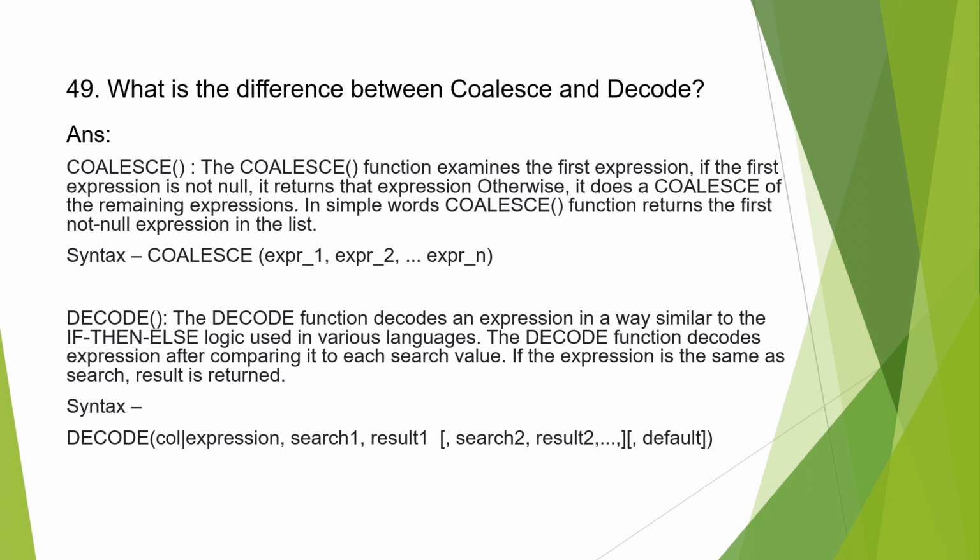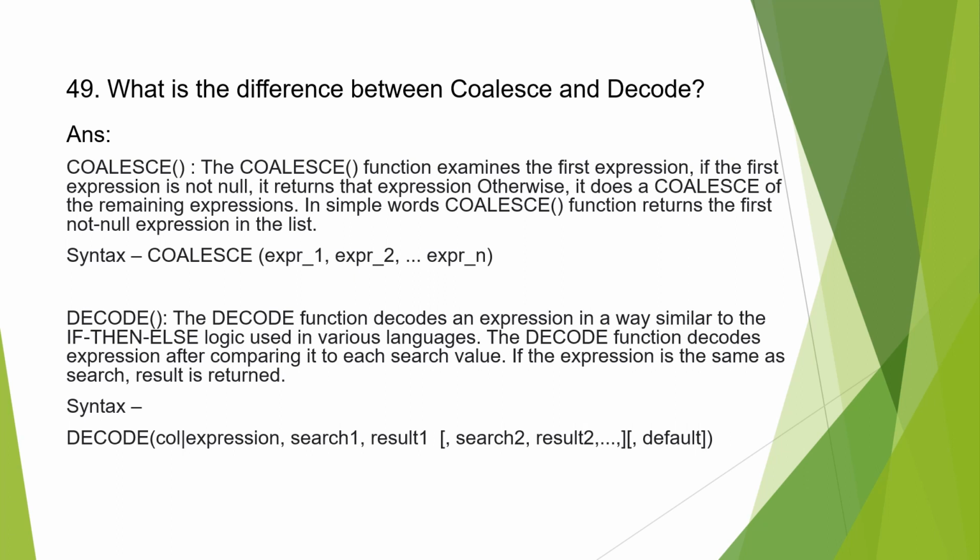But when it comes to decode, it will be like decode the column or expression, search 1, result 1. That means if I have a column like age, and multiple search conditions and results, when age is 10, give this result. When age is 20, give this result. Like that, the first column is mandatory, where we specify the column or expression, and then search, result, search, result. We can mention any number of searches and results.